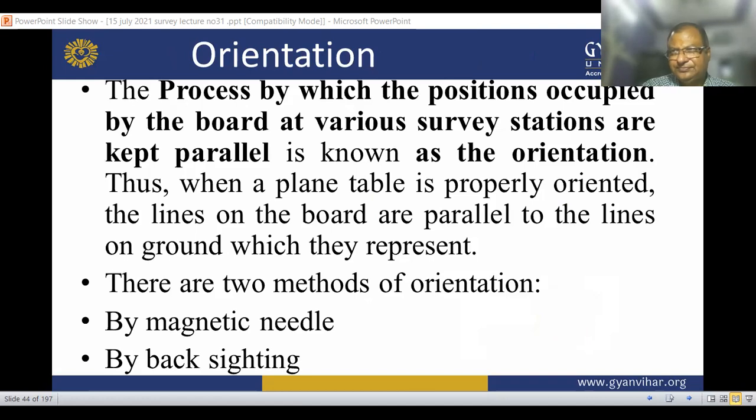Now orientation. The process by which the positions occupied by the board at various survey stations are kept parallel is known as orientation. Thus, when a plane table is properly oriented, the lines on the board are parallel to the lines on the ground which they represent. There are two methods of orientation: by magnetic needle, and by back sighting.